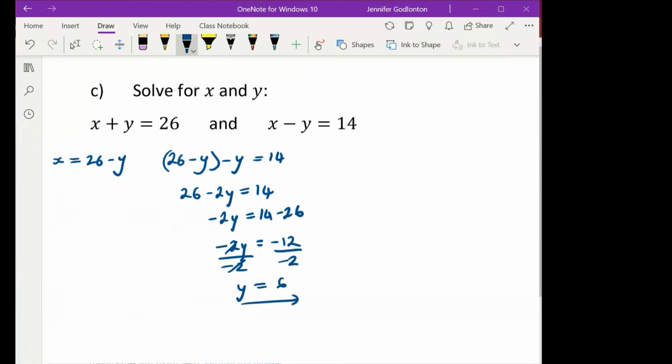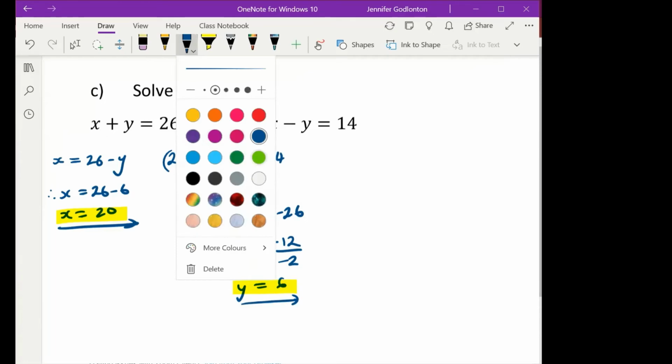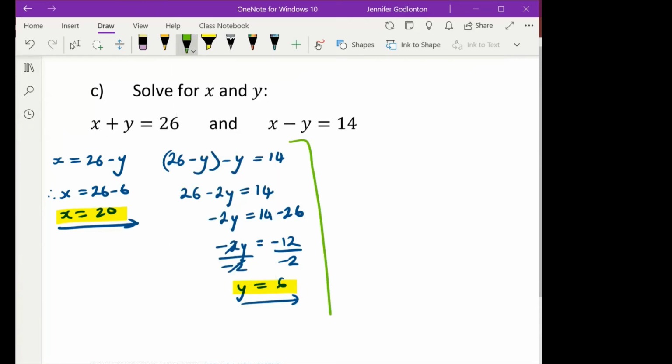So a big well done to those of you who got y is equal to 6. That is awesome. Okay, then we just substituted back into the end. Therefore, x is equal to 26 minus 6, which is equal to 20. So our answer is x is 20 and y is 6. So well done to those of you who got there. That is awesome. Okay, so that is using substitution. If we are happy with substitution, we stick with substitution. You stick with whichever one you are happier with.